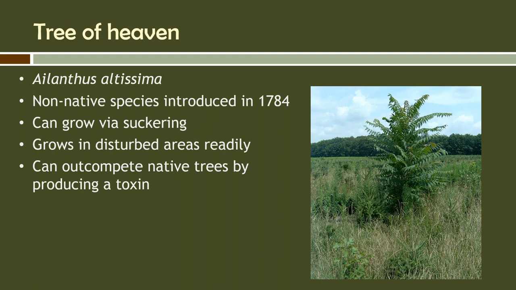So its Latin name is Ailanthus altissima. You might know this species just as Ailanthus rather than tree of heaven. It is also a non-native species. It was introduced to North America in 1784. And at the time, it was considered an exotic and very wonderful species due to its hardiness, its different looking leaves, the big palm frond shaped leaves.